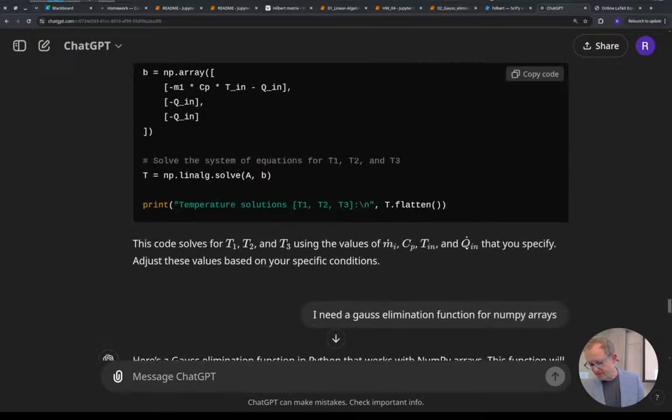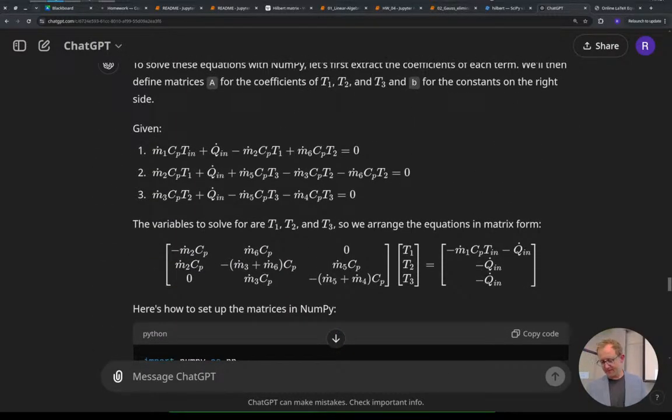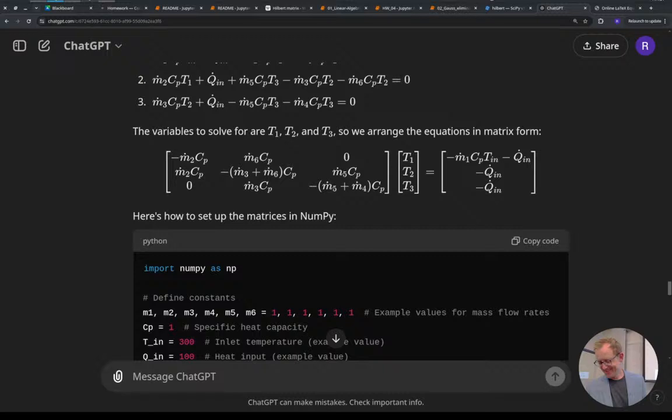I do like that output. Give it 5 equations, 5 unknowns. Tell me what the matrix is. Yeah, in both. It gives it in LaTeX. Gives it a nice Python script. Not bad.